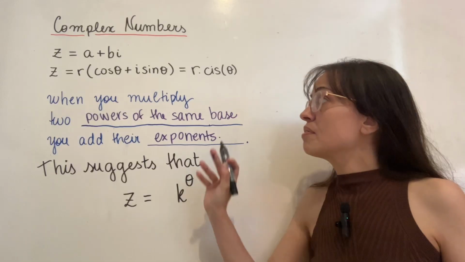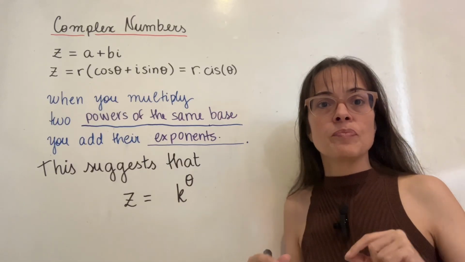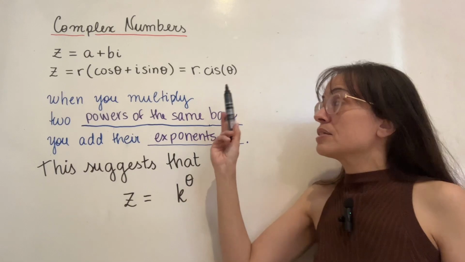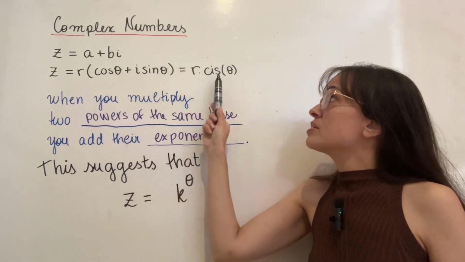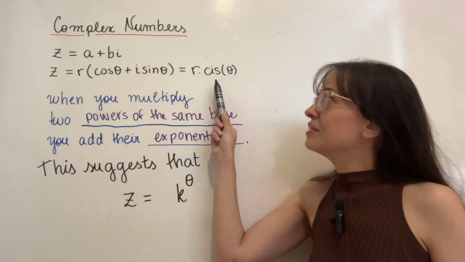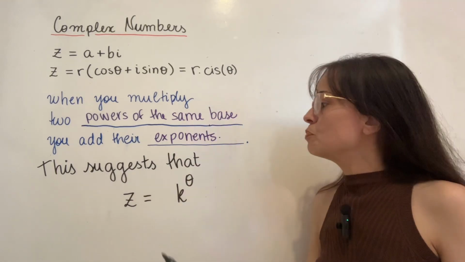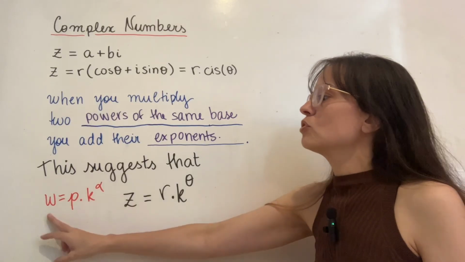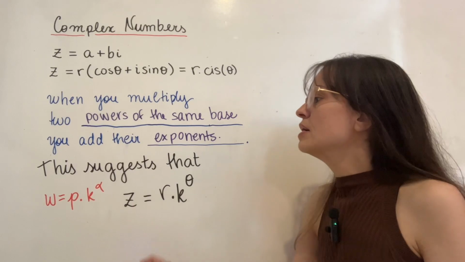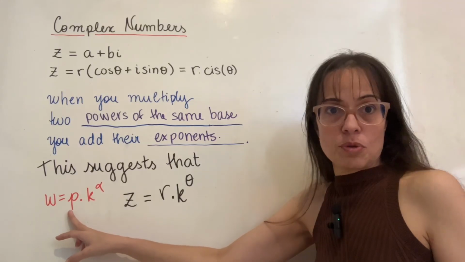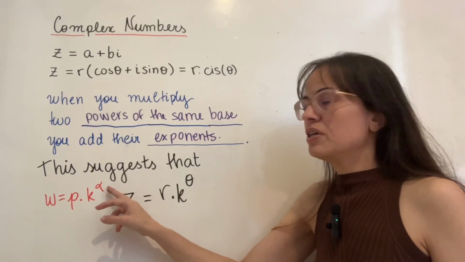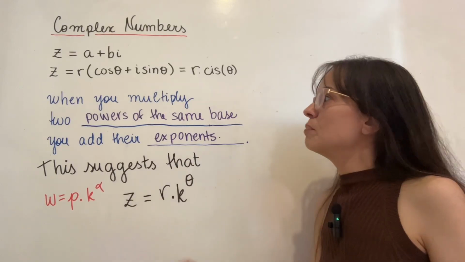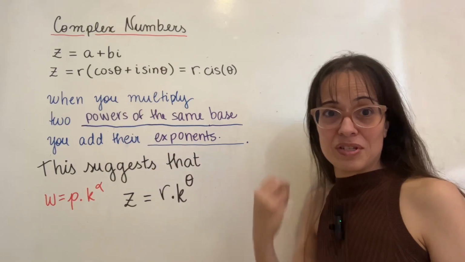But first, let's remember that when you multiply two complex numbers, you add their angles, but you also multiply their radius, right? Because the complex number in general is not just cosine plus i sine of theta. It's also multiplied by r. So I have to put an r here as well. And this is going to work fine for multiplication, because if I have a different complex number to multiply by this z, then it also has a radius, which I'm calling p, and its argument is a different angle, alpha, but the base is the same letter k, okay? Because I'm talking about multiplying two powers of the same base.